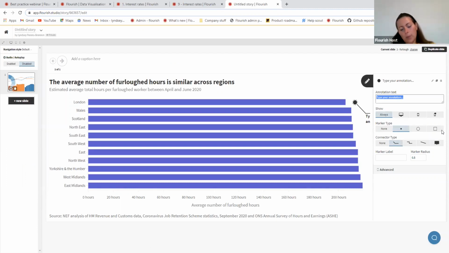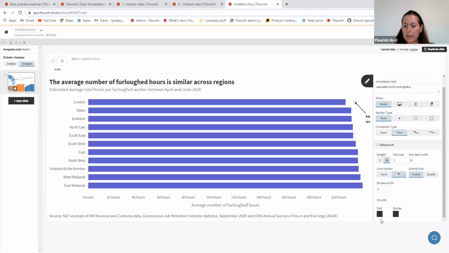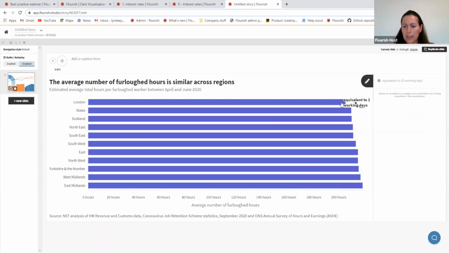So this is how I added in the equivalent to 25 working days. And then you can format this. So there's lots of different formatting options. You can have an arrow, which is what I had. You can format the color and the stroke. And you'll see, sorry, I haven't made the axis big enough to put this in.